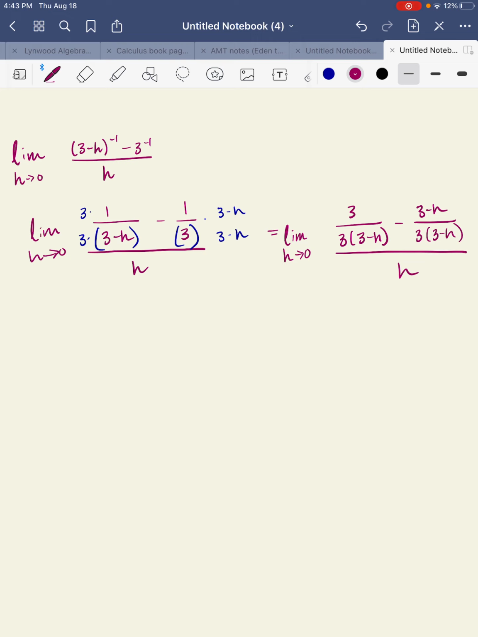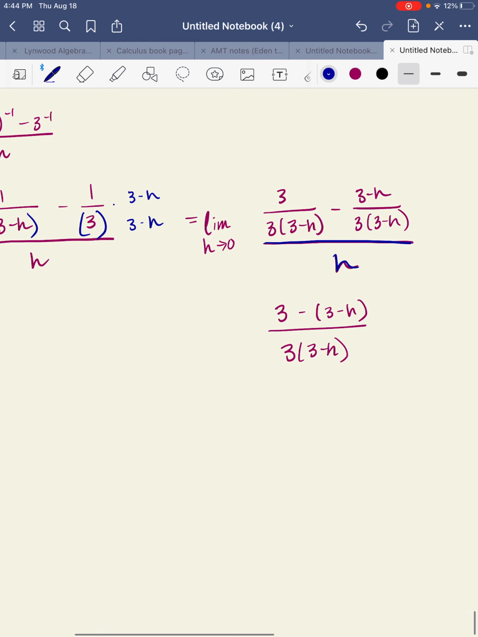All right, so I can now subtract in the numerator, and the result is going to be 3 minus the quantity 3 minus h. Don't forget those parentheses because we also have to subtract that negative h. All over 3 times 3 minus h as my common denominator. Now, instead of writing this divided by h, I'm going to rewrite that as the product of 1 over h. So remember, anytime we divide, you can rewrite it as multiplication.